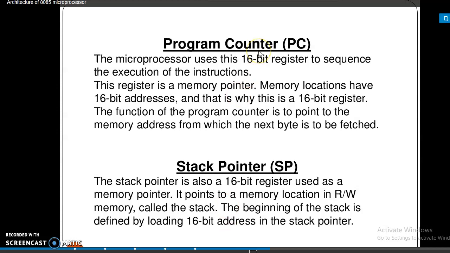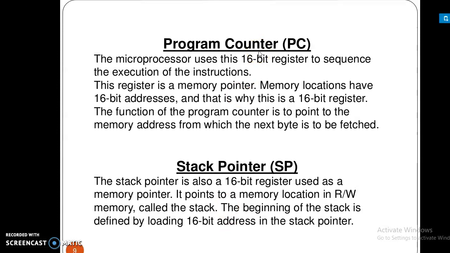And then these two are the 16-bit registers in 8085. The first one is the program counter, shortly called as PC. The microprocessor uses this 16-bit register to sequence the execution of the instructions. This register is a memory pointer. Memory locations have 16-bit addresses, and that is why this is a 16-bit register.